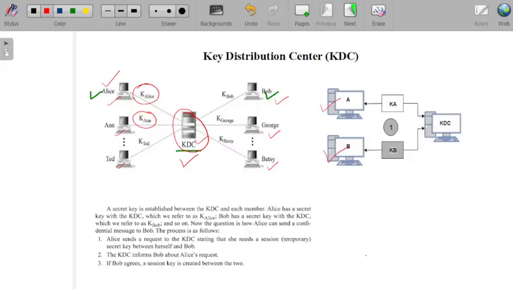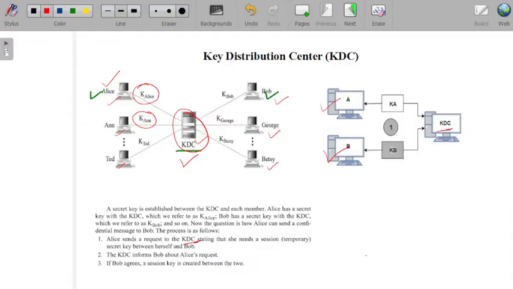In that given diagram, we are considering A as Alice and B as Bob. Whenever they want to create a secret key between Alice and Bob, what is the first step? In the first step, Alice will send a request to the KDC for starting the communication, because they want to create a temporary session between Alice and Bob.